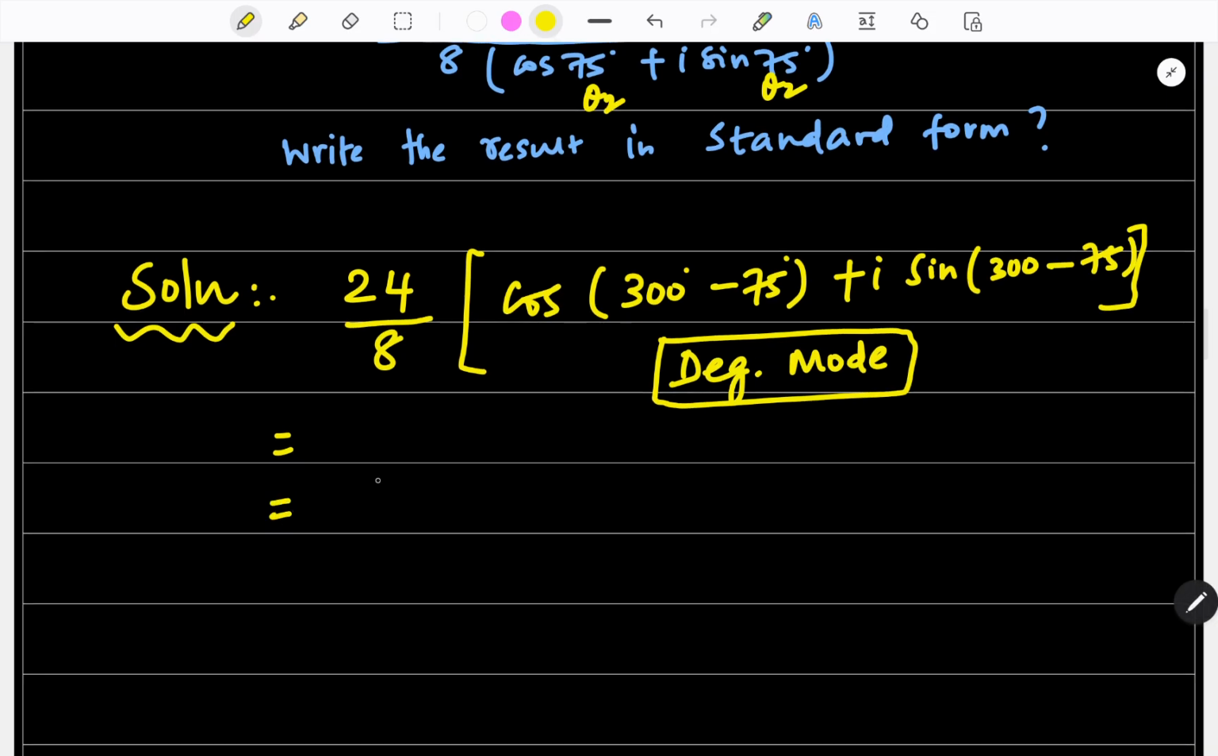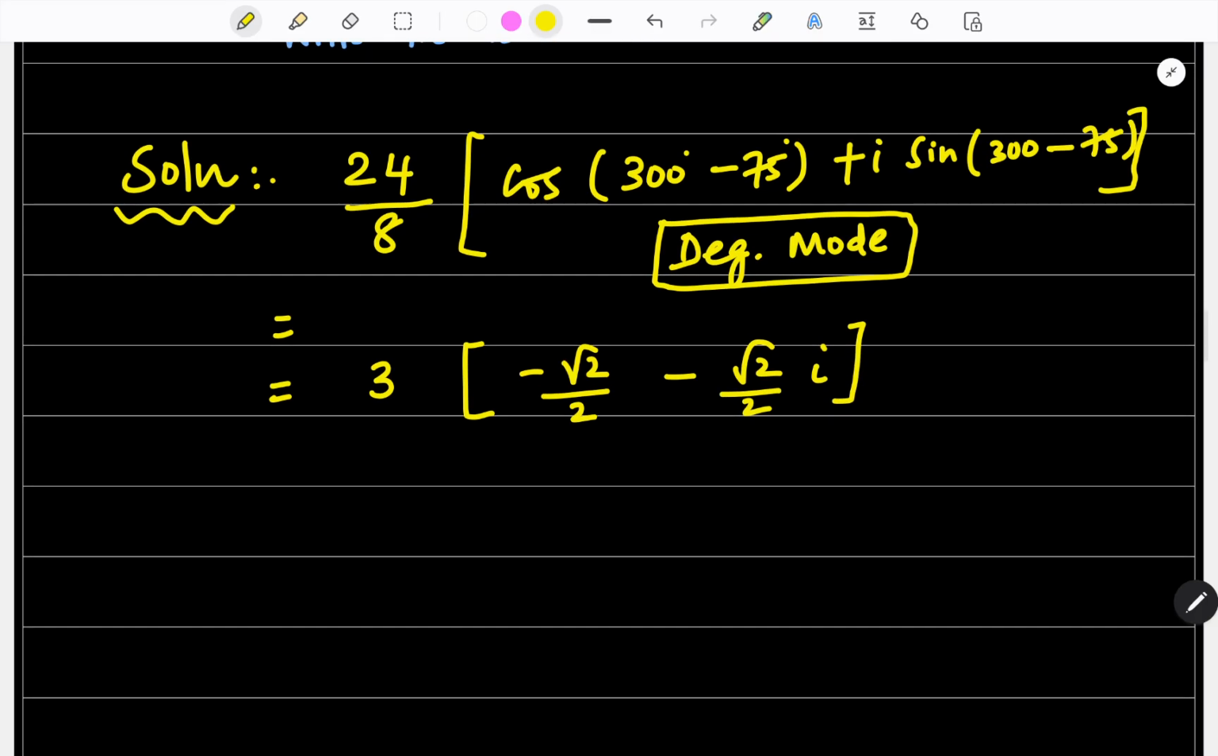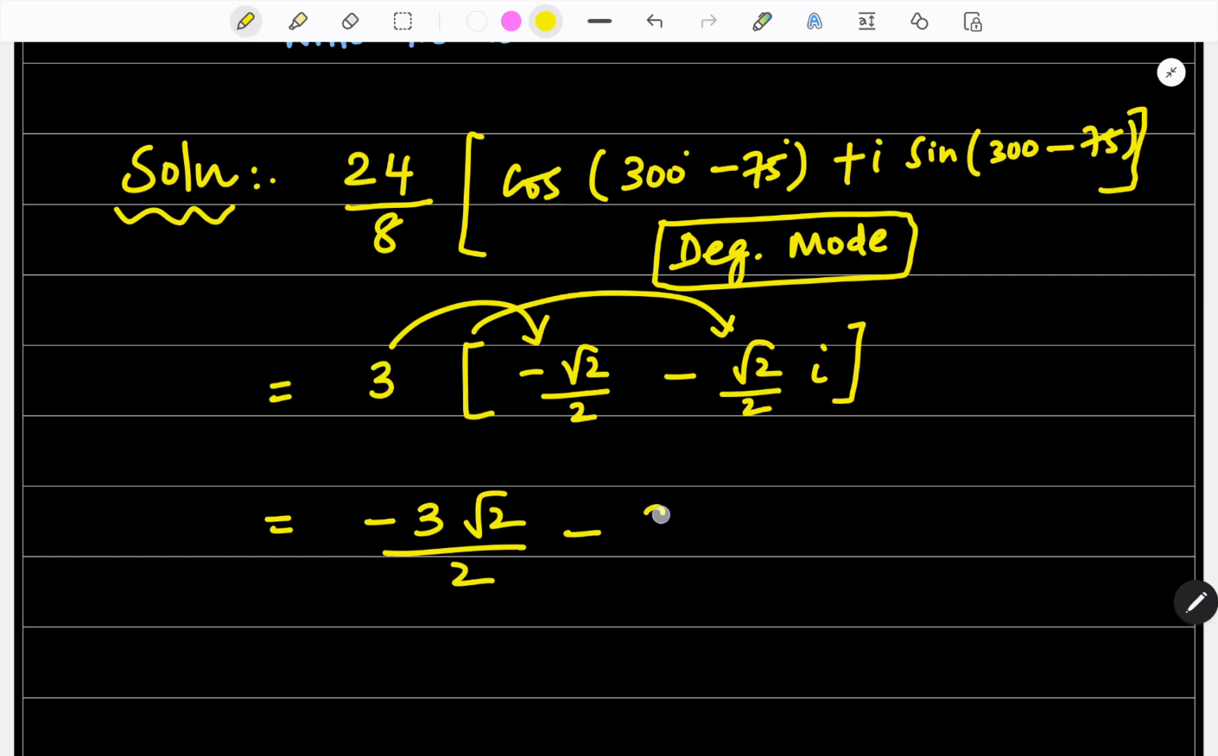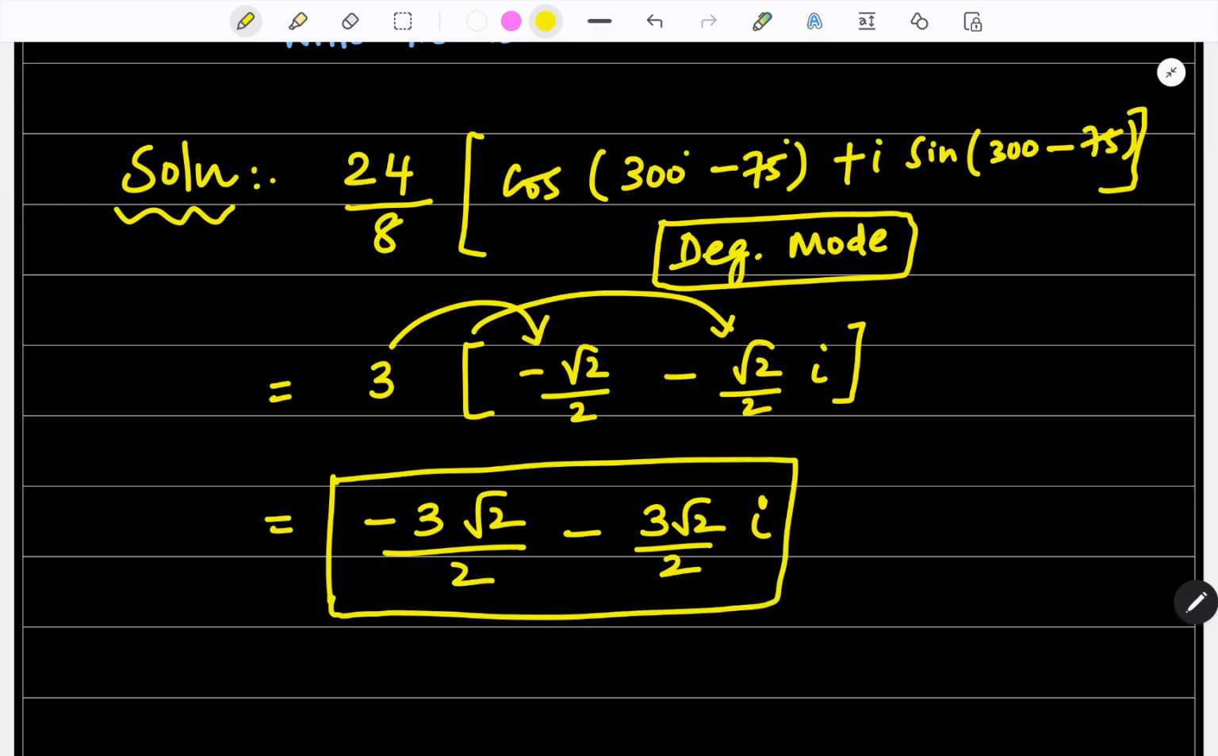24 divided by 8 is how much? 3. Then I put the angle part in the calculator. I get minus root 2 divided by 2 minus root 2 divided by 2 i. So I just multiply this with the 3. Let me multiply: minus 3 root 2 divided by 2, and then again minus 3 root 2 divided by 2 i. So this is going to become your final answer. Very, very simple. Directly you can do it.